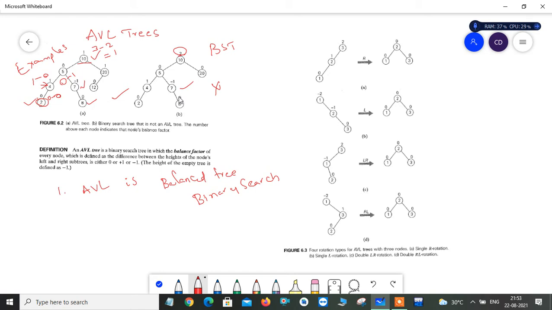So then only you can say that it is an AVL tree, otherwise it is not. See, at this level, if I am trying to find the balancing factor for this root node, the height of my left subtree is 3, whereas on the right side I have only one right subtree, like we have only one level. So 3 minus 1, I'm getting 2.